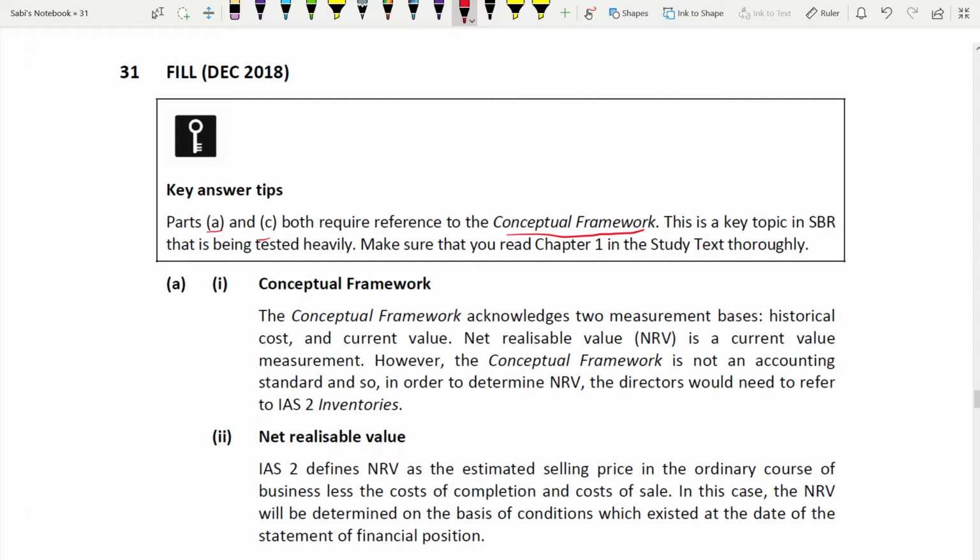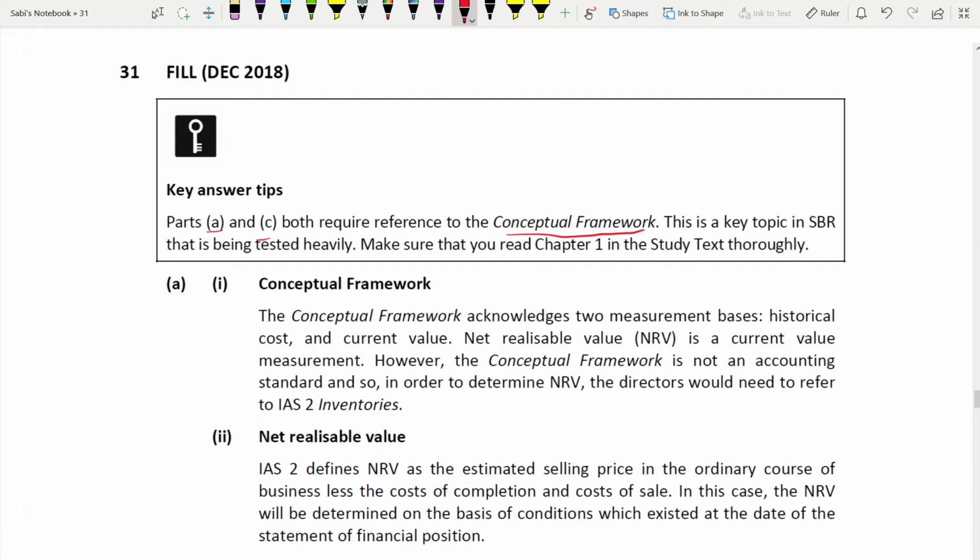When I gave SBR, I remember I gave in, I think, 2019 I gave in March. My question number 4 was full conceptual framework. I think I got more than 2 or 3 parts it was about conceptual framework, right? So conceptual framework, please don't underestimate it. It's very important.